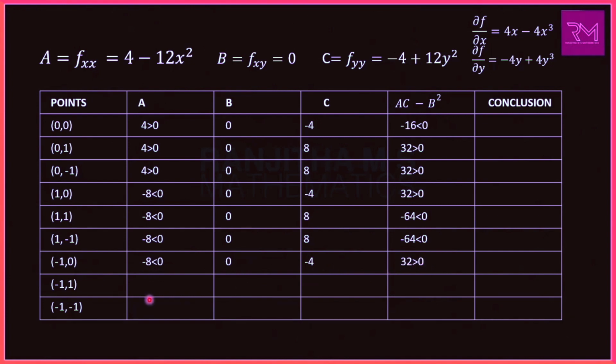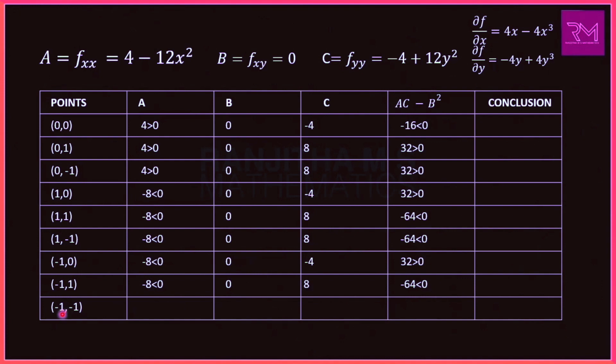which is greater than 0. Here we have to put x is minus 1, y is 1, hence we get minus 1 whole square, hence we get 4 minus 12 is minus 8, which is less than 0. Here B value is 0, and C is, we have to put y value is 1, hence we get minus 4 plus 12 as plus 8, hence AC minus B square is 8 into minus 8, hence we get minus 64, which is less than 0.